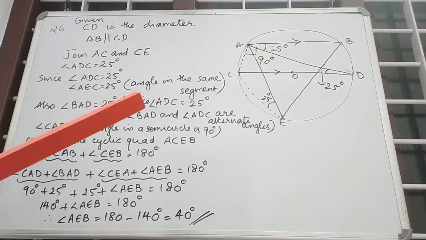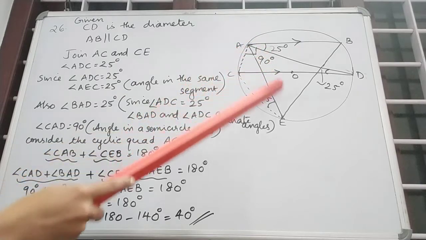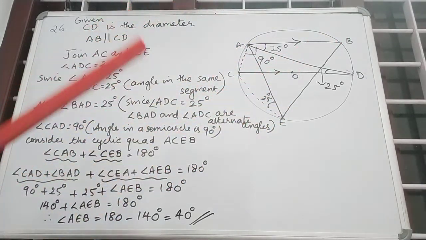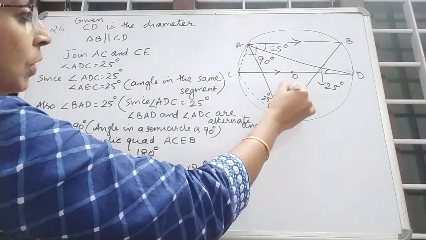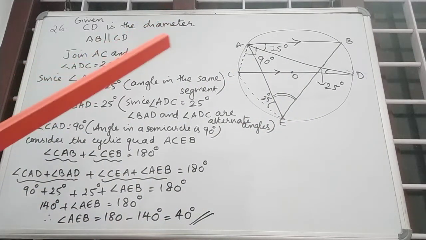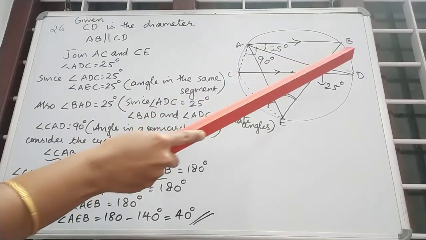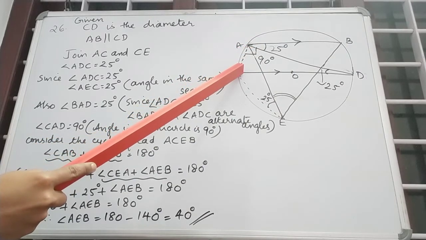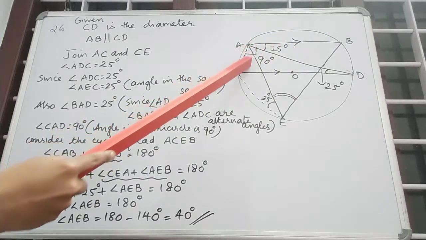We want to find the value of angle AEB. This angle we want to find out. Which one? Angle AEB. This value we want to find out. So how can we reach there? Consider cyclic quadrilateral ACEB. So this way.